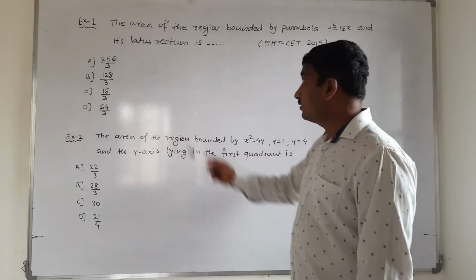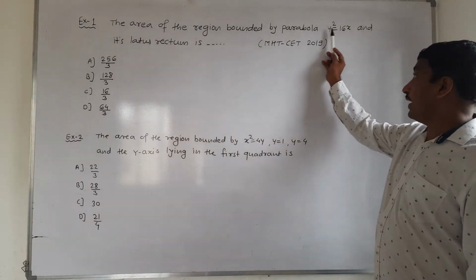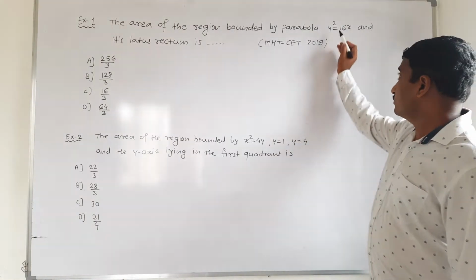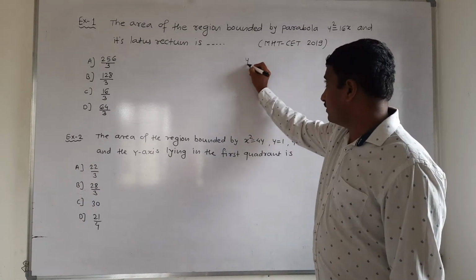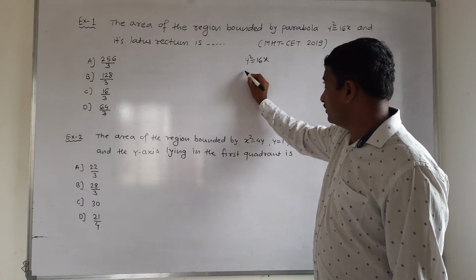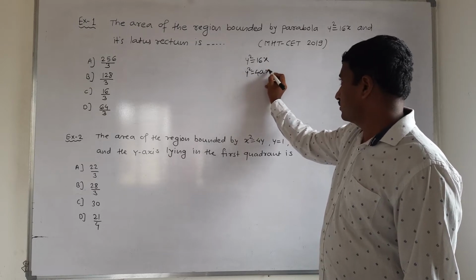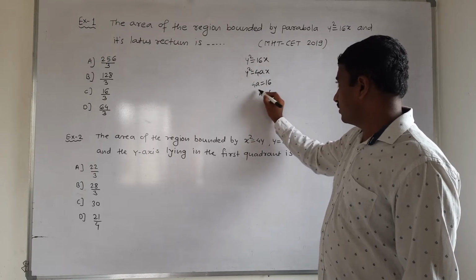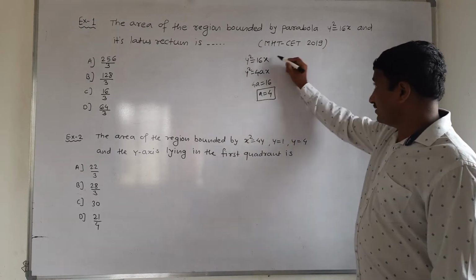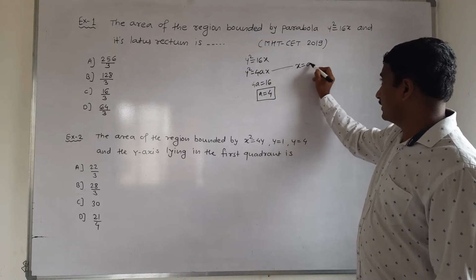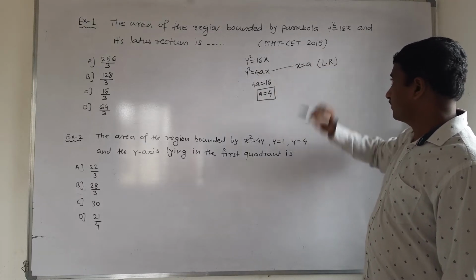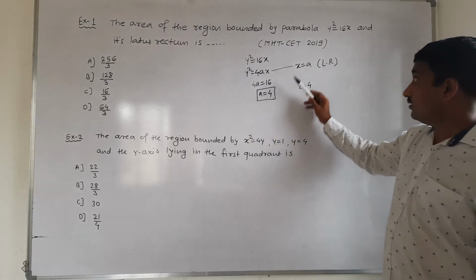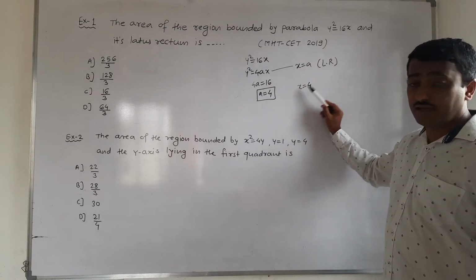Now first example: the area of the region bounded by the parabola y square is equal to 16x and its latus rectum. Compare y square is equal to 16x with y square is equal to 4a x. We get 4a is equal to 16, so a is equal to 4. The latus rectum of this parabola is x equal to a, therefore x equal to 4 is the latus rectum. We have to find the area bounded by this parabola and this latus rectum.